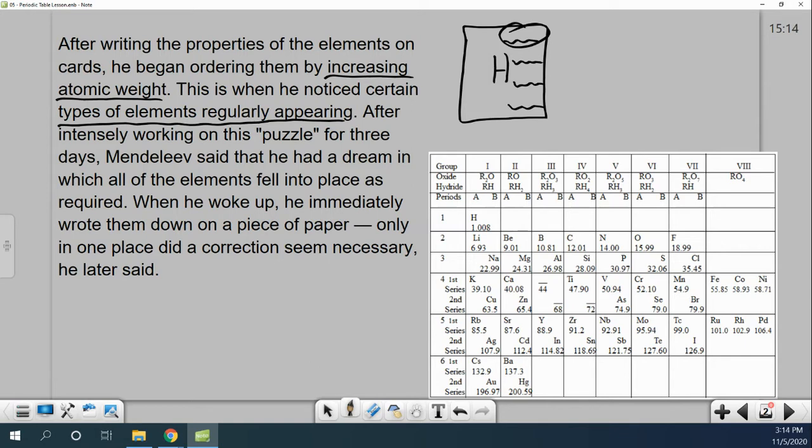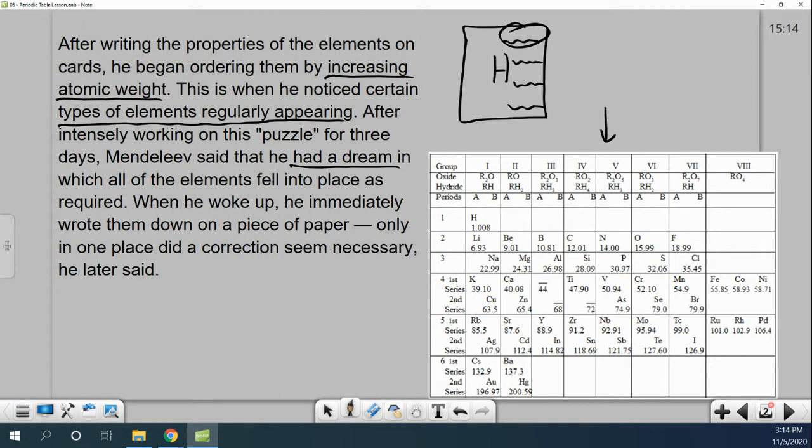So he worked intensely on this puzzle, he called it, for 3 days, just nonstop, trying to figure out these elements over and over and over. And when you spend that much time on something, well, you start to dream about it. And Mendeleev said he actually ended up dreaming about these elements, and they all just fell into place. In his dream, he pictured this table of elements that just worked. So he woke up and immediately started writing things down on a scrap of paper, and he comes up with something that looks kind of like this.